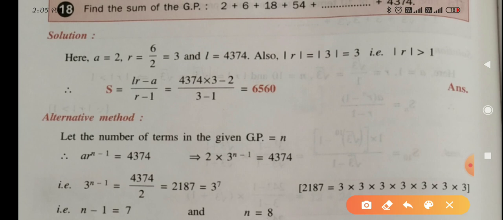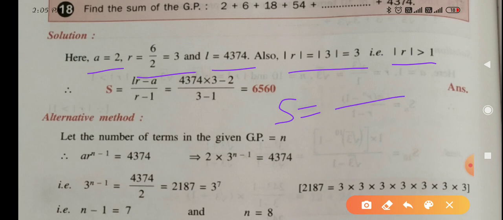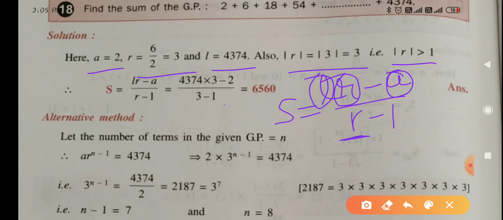Next is the method which I was telling you about. Now you see A is given, R is given, L is given. Modulus R you have checked, it is greater than 1. So this formula applies if the last term is given: S equals LR minus A upon R minus 1. Put the values of L, R and A, and the sum comes directly as 6560, if you don't want to apply the other method. So you will have to learn this formula, LR minus A upon R minus 1.